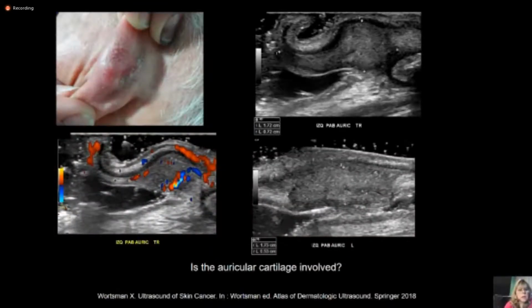And in this case, we have the same question. And in this case, the answer is yes. You can notice that the tumor, the hypoechoic tumor, presents some hyperechoic spots, very few of them, because this is another type of basal cell carcinoma. This tumor is affecting the cartilage. And you can see that the cartilage becomes hyperechoic and ill-defined.